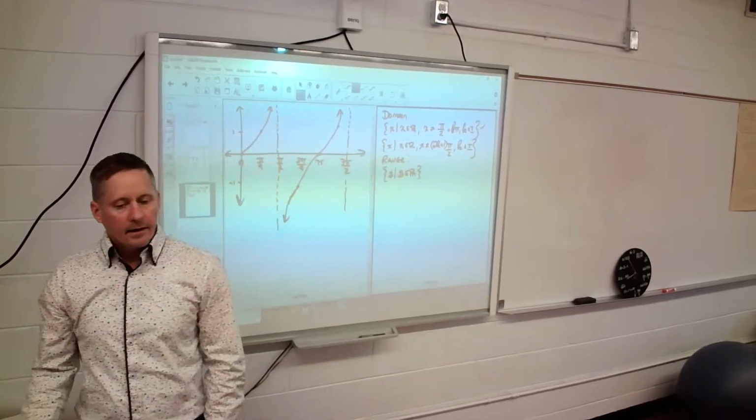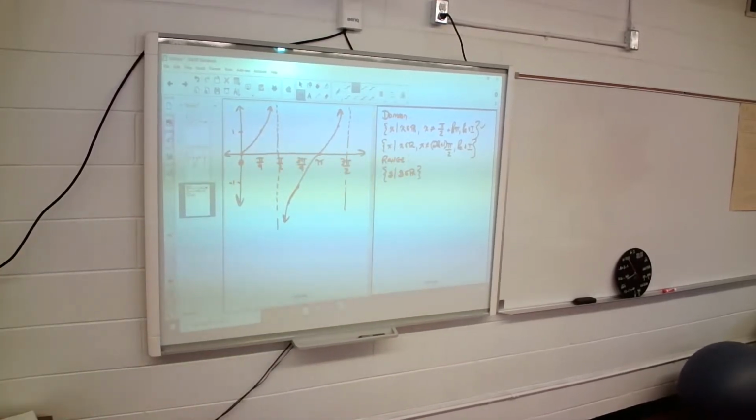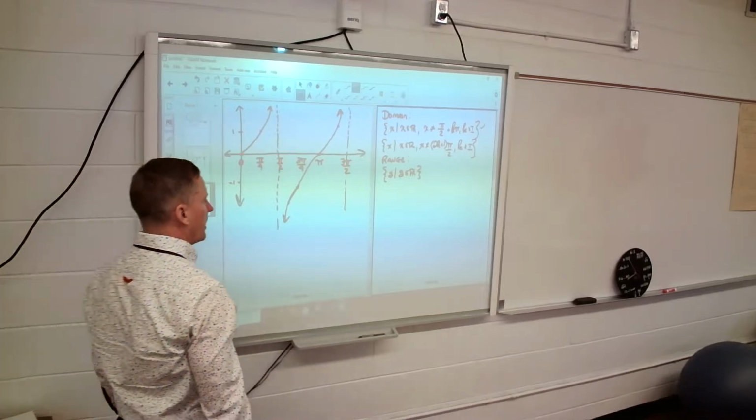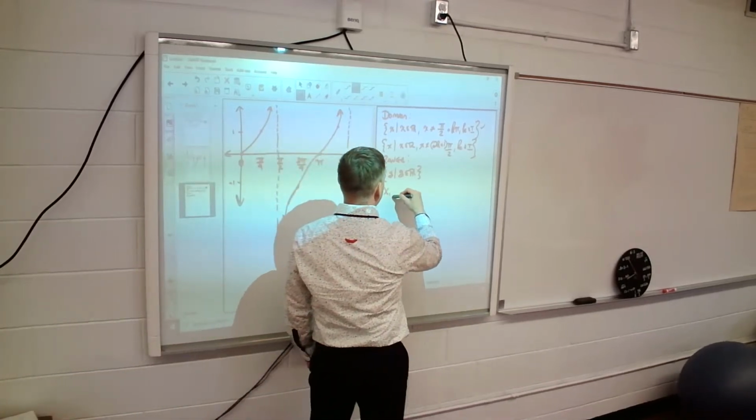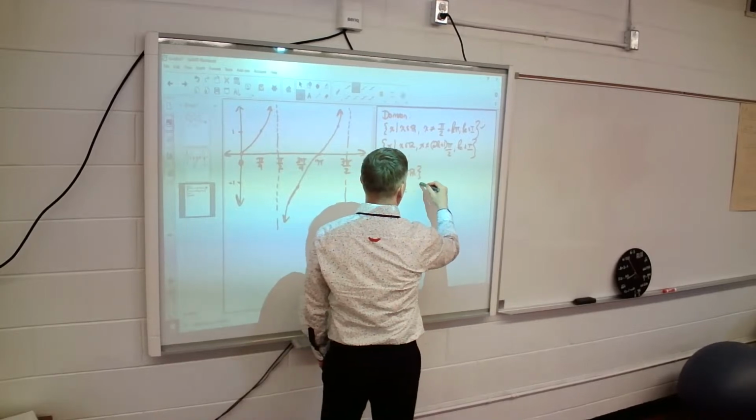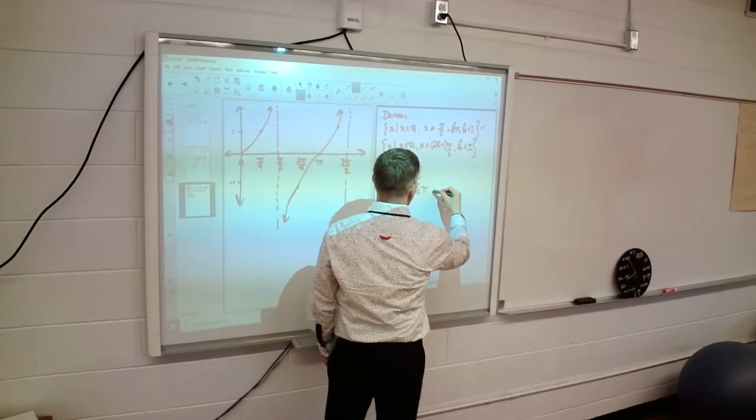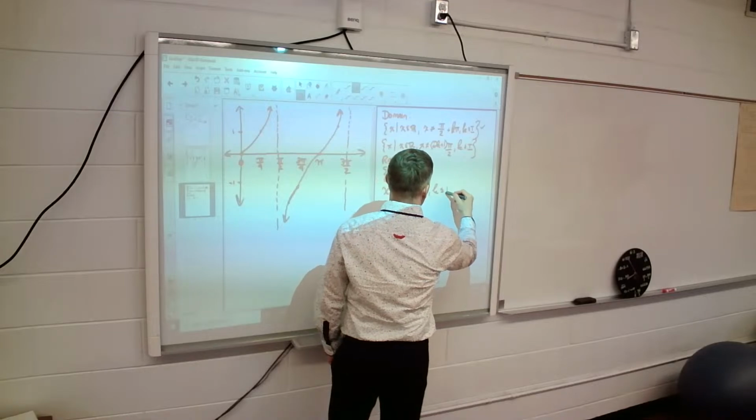Okay? Now the last thing that we need to do is work the x-intercepts. Where do all the x-intercepts occur? That's the values of pi. Yeah. All pi values. So your x-intercepts equal k pi, where k is an integer.